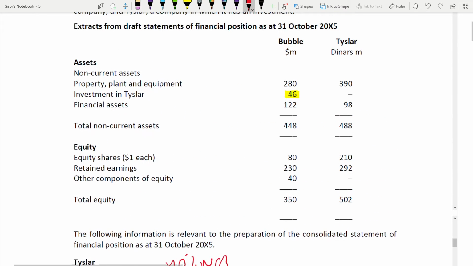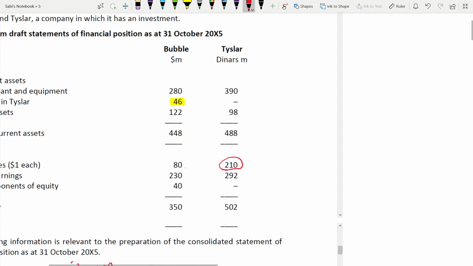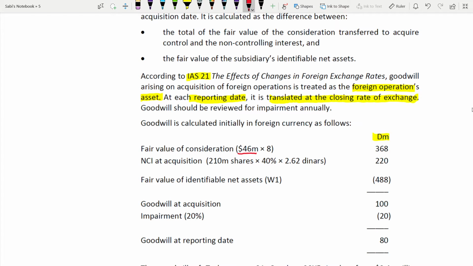What is the number of shares? Number of shares, how will you get? It is this, 210. Okay. Not of the parent. Nope. Tysler. Okay. The subsidiary. So 210 million shares into 40%. Okay. It is in millions. Everything is in millions only. Into 40% into 2.62 dinar, which will be 220.